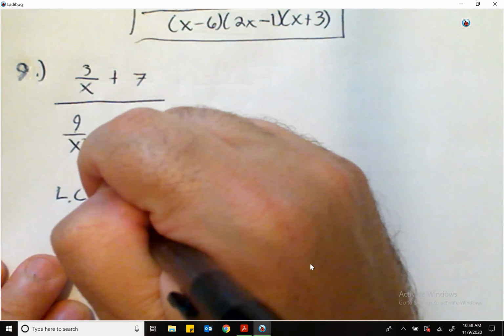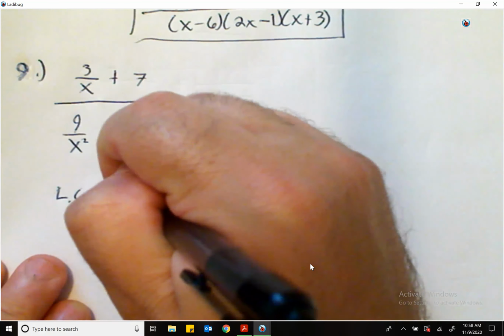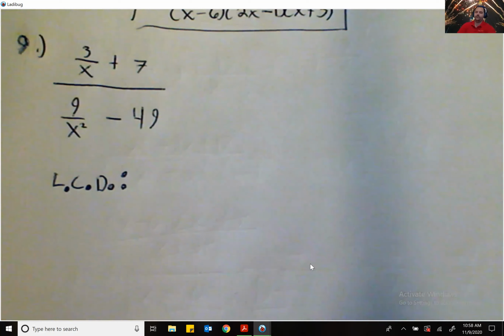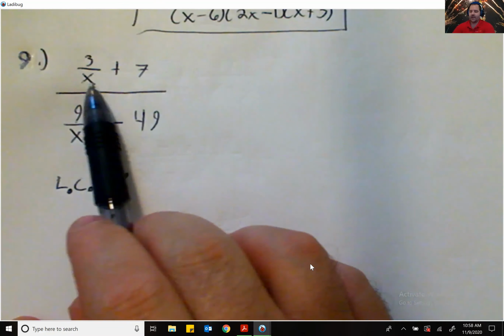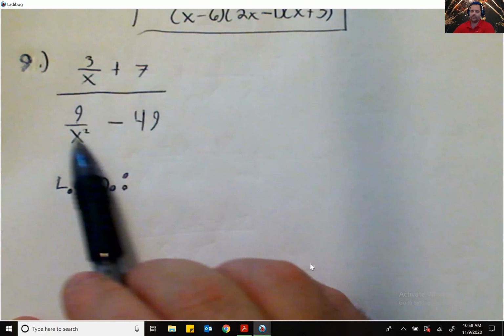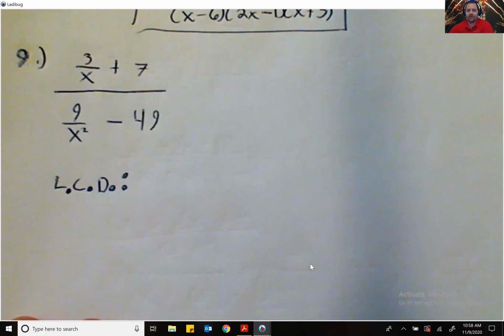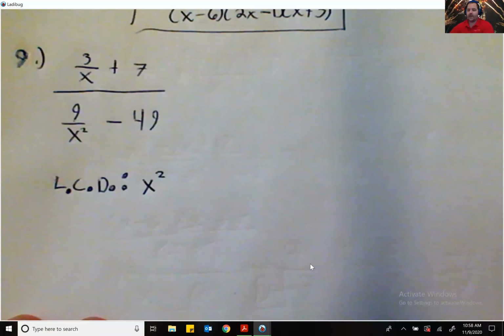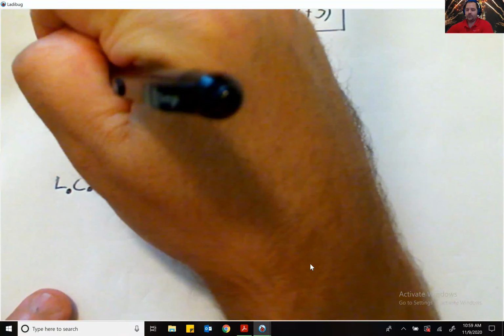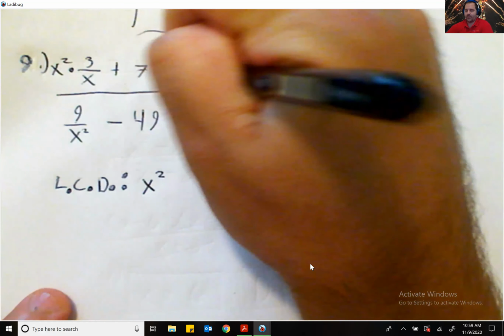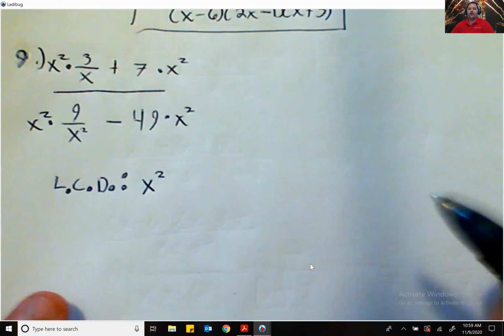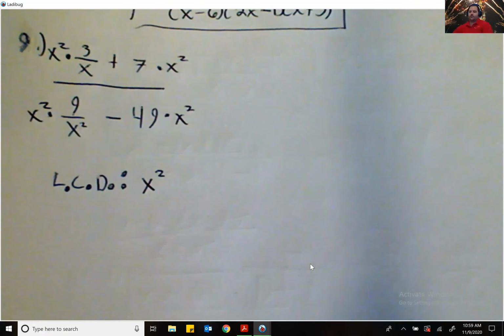Of course, now my pen doesn't want to write. All right, so what's the LCD going to be? You only have 2 denominators, you've got x and x squared. So what's the LCD going to be? x squared. So now you play Oprah. Everyone gets multiplied by x squared. Everyone gets an x squared. Yay.